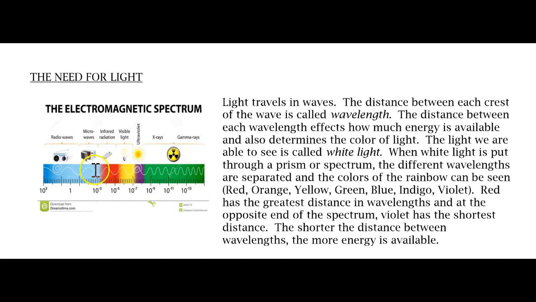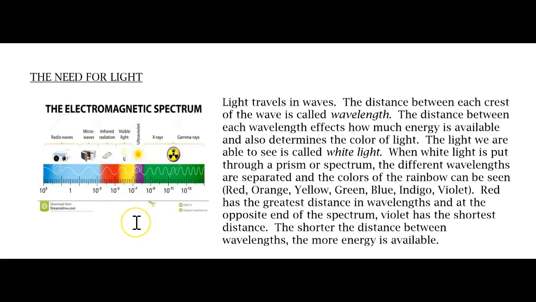So in the visible spectrum, which is the part where we have our rainbow, where we have the red, the orange, the yellow, the blue, the indigo, and the violet, what we see is different wavelengths. Red light has the greatest distance between the wavelengths. So that means less frequency and less energy emitted. At the opposite end, violet light has more energy, a greater frequency of wavelengths. So there's more energy being emitted.